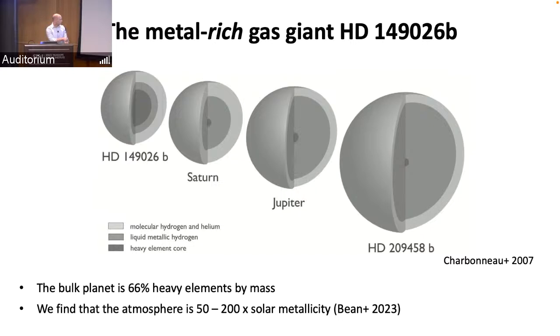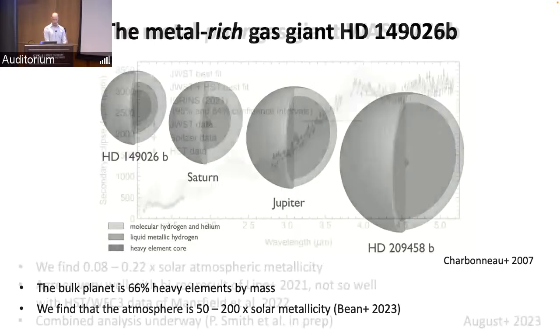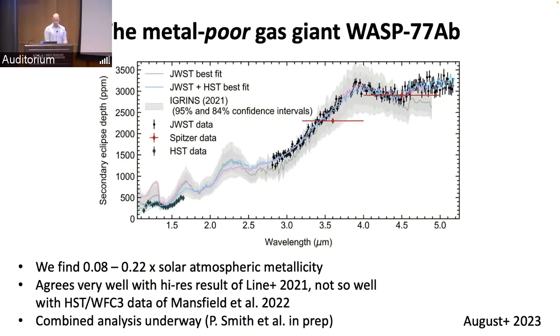So our result is that the metallicity of the atmosphere is similarly enhanced, 50 to 200 times solar metallicity to be specific. And that actually traces the expectation for the internal bulk metal enhancement of this planet. WASP-77Ab is a more prototypical giant planet with a mass and radius comparable to a lot of other planets that we know of. The interesting thing about this result is that it actually demonstrates that high-resolution spectroscopy from the ground is delivering reliable results, at least in this case.